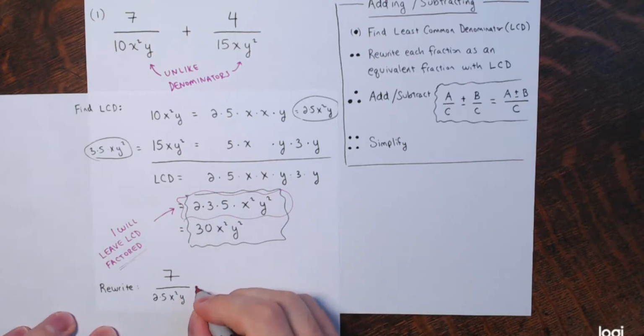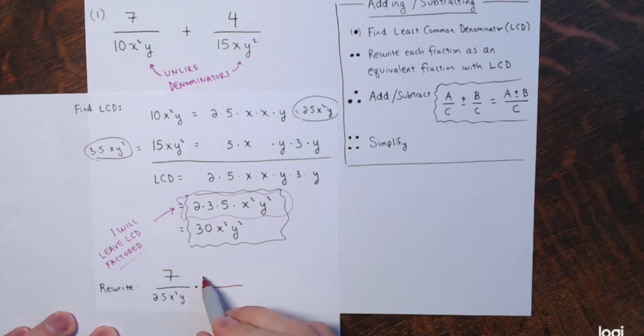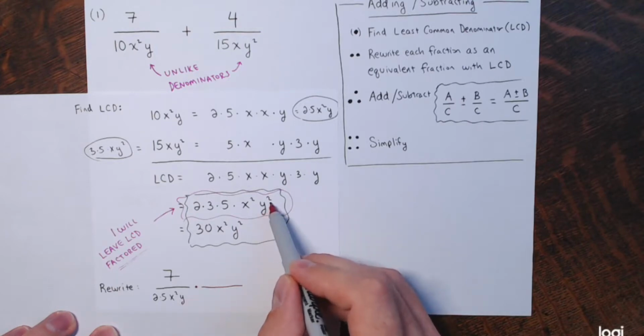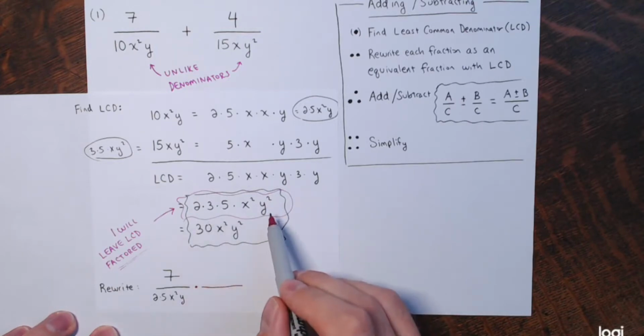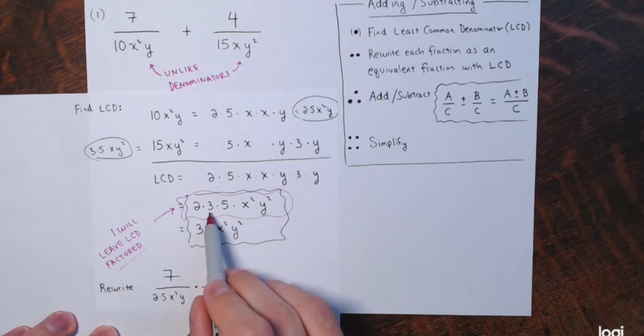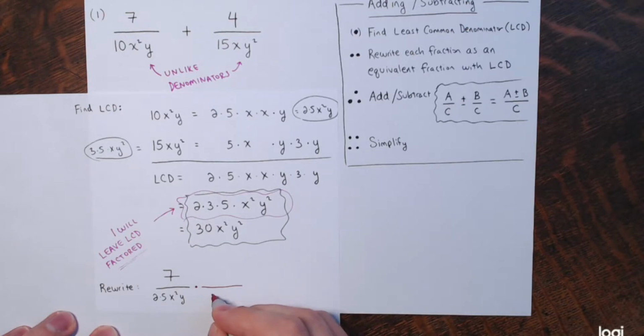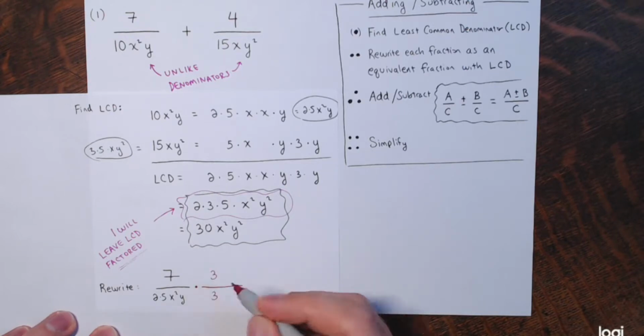So again, hopefully you recall how to write an equivalent fraction. You multiply the numerator and denominator by the same expression. Right, that way you're not changing the value of the expression, you're multiplying by 1. Well, the denominator has a factor of 2 already, has a factor of 5 already, has x squared, great, and it has y, this has y squared. Alright, so now we just think about what's missing. Well, LCD has a factor of 3. This doesn't, so I need to multiply by 3 and 3. 3 in the numerator, 3 in the denominator.